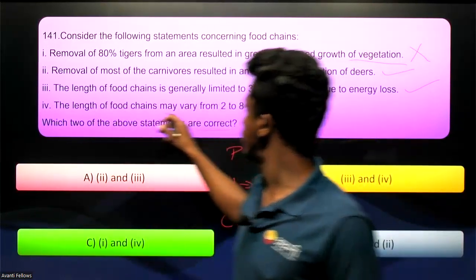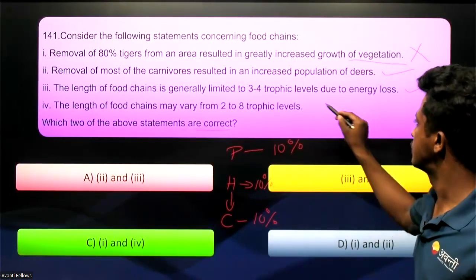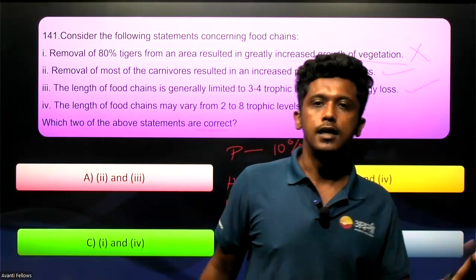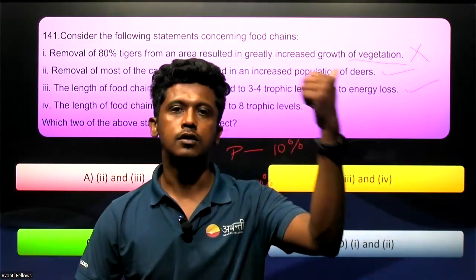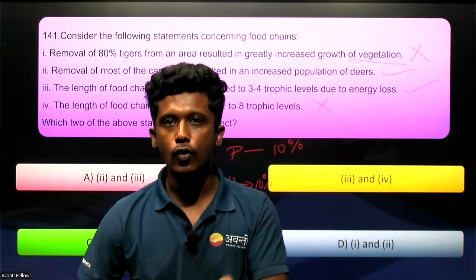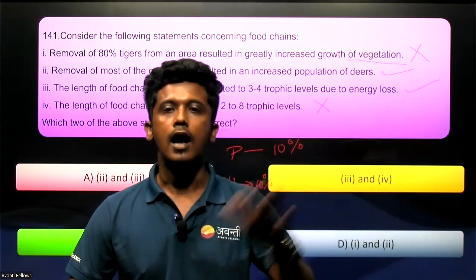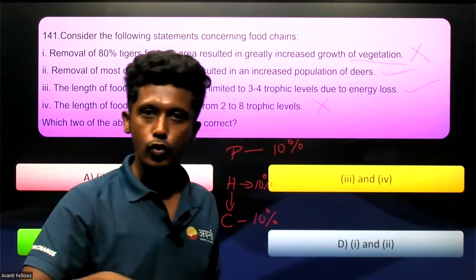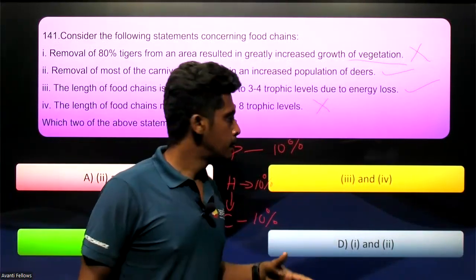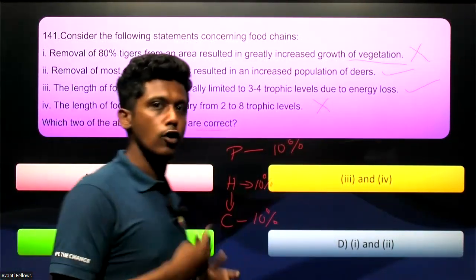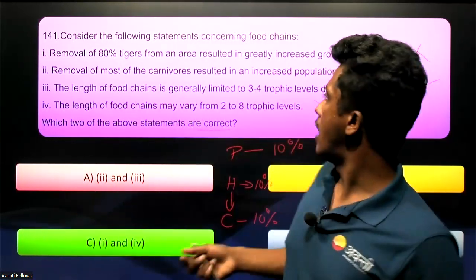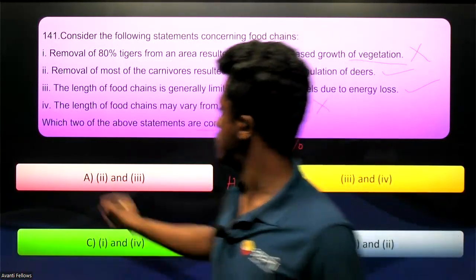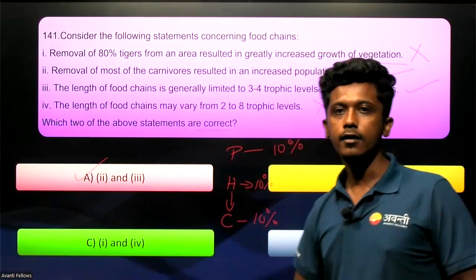Next one. The length of the food chains may vary from 2 to 8 trophic levels. This is wrong. Why? Because the length of the food chain is limited in trophic levels. A food chain starts with the producers, which produce food through sunlight, and then goes to the herbivore. Herbivores eat the producers, a carnivore eats a herbivore, and then we have higher carnivores that feed on other carnivores. And then we have a detritus chain. So the food chain is limited to 4 trophic levels, or 3 at the maximum. So statement 2 and statement 3 are correct. That goes with option A. So option A is correct for question number 141.